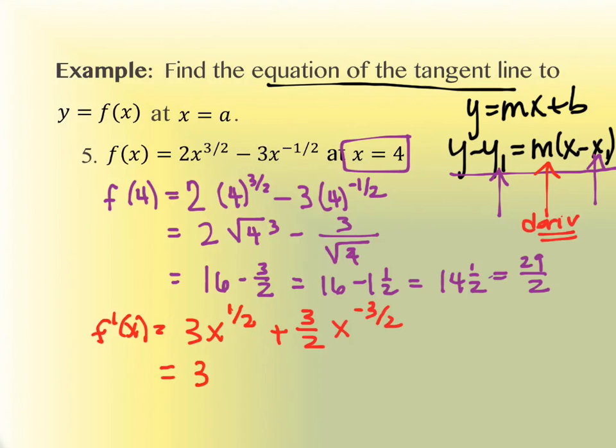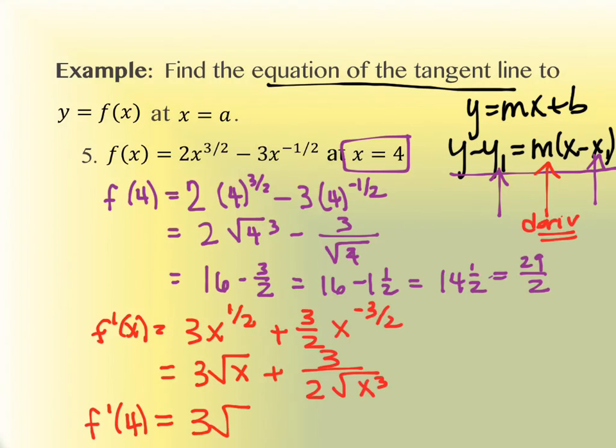So I'm going to find it helpful to write this as 3 square roots of x plus 3 over 2 square root of x cubed. Again, not because I need it for the sake of actually writing the answer in terms of that, but because it's helpful to evaluate. So now I need to evaluate this at 4 to find my slope. So I have 3 square roots of 4 plus 3 over 2 square root of 4 cubed.